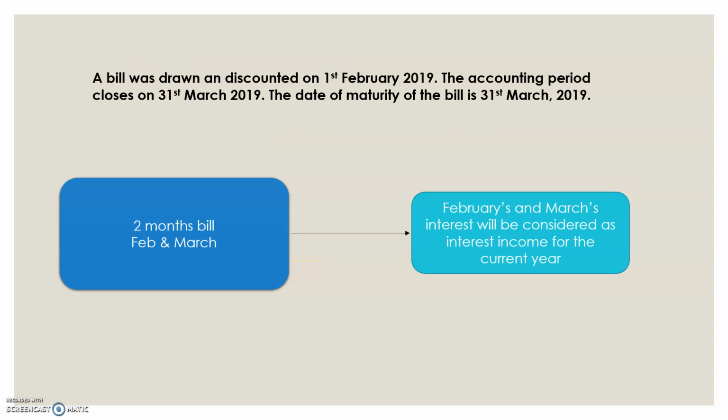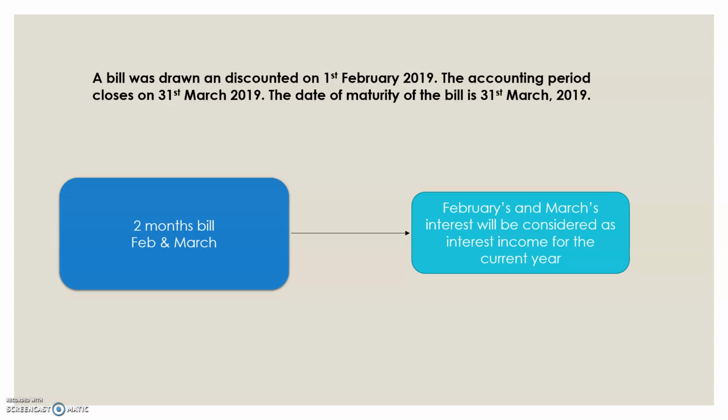Now in this illustration you can see a bill was drawn and discounted on 1st February 2019. The accounting period closes on 31st March 2019. So the bill was drawn and discounted on 1st February 2019, and the accounting period normally closes on 31st March 2019, and the date of maturity of the bill is also 31st March 2019.